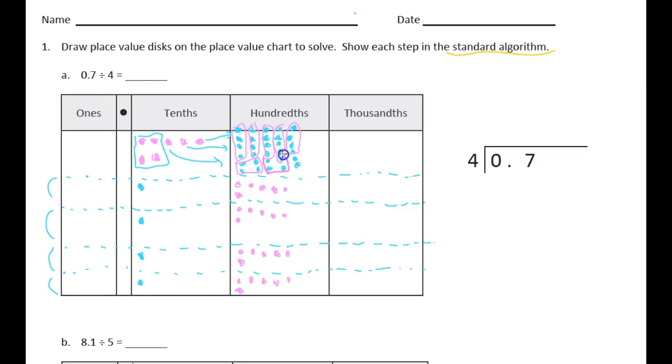And here is 4 more. This is 7 in each set. And there's 4 sets. And then there's 2 left over here. So here it was everybody got 1. Here everybody got 7. And then we're going to take these 2 and we're going to make thousandths.